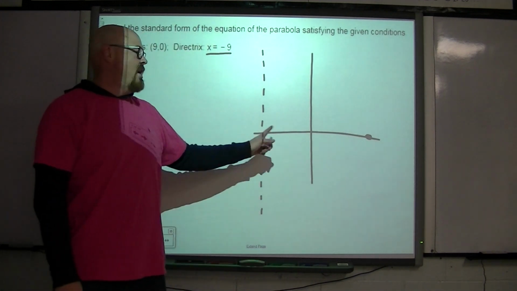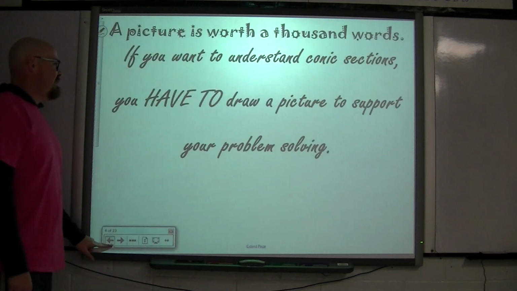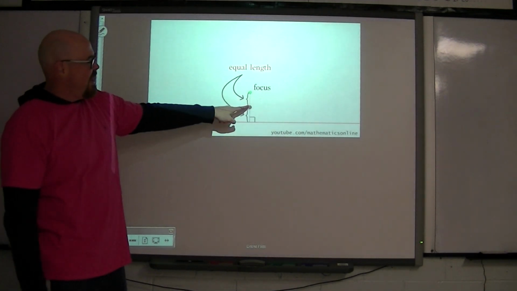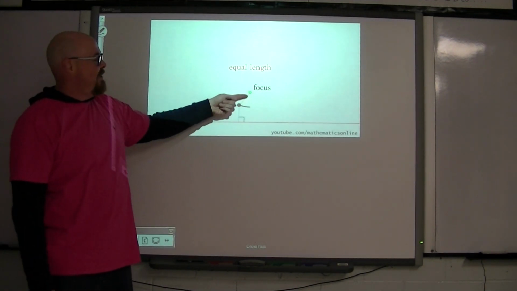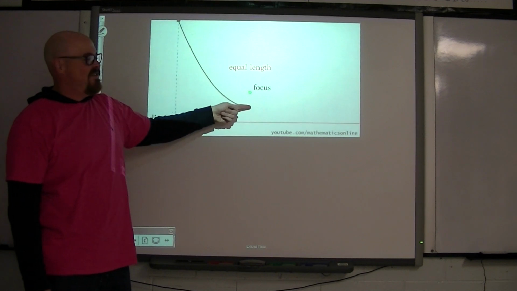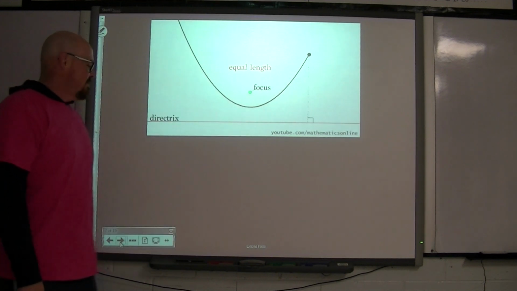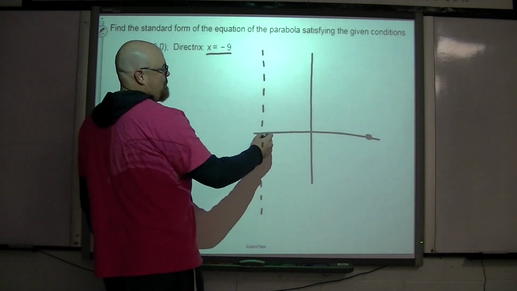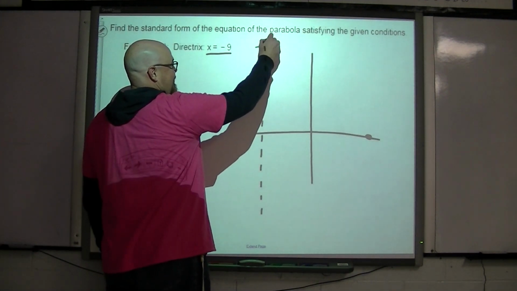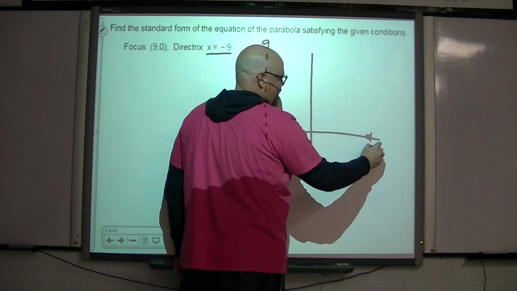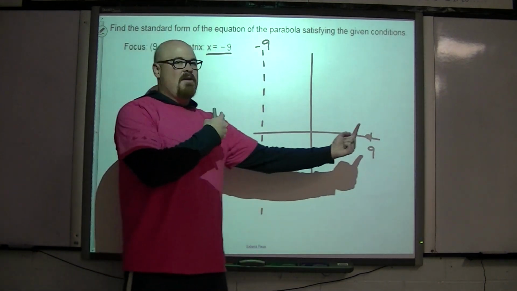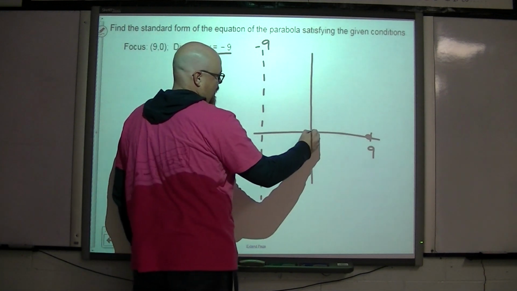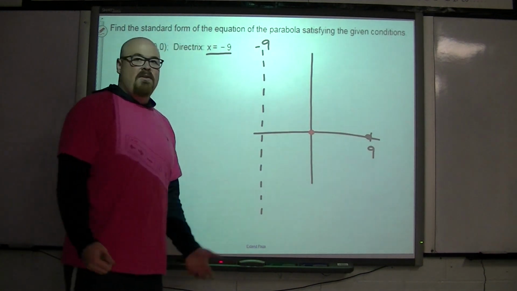And if we know where the directrix and the focus are, let's see if I can catch this at a good spot. Oh, look at the timing on that. The midpoint of the focus and the directrix is the vertex. So all we have to do is find the midway point between where this is -9 and this is +9. What's the halfway point between -9 and +9? 0, right here.